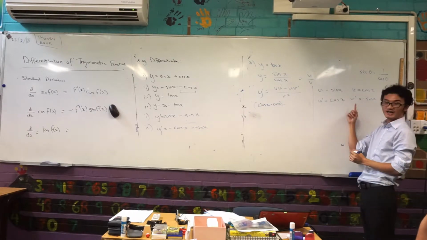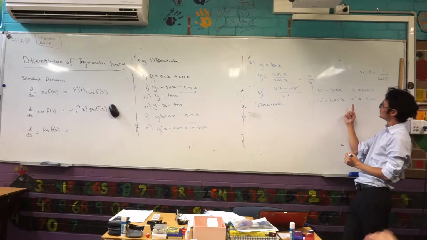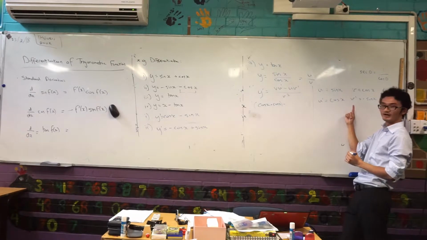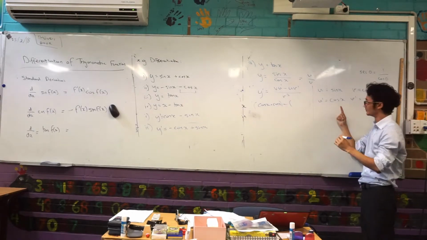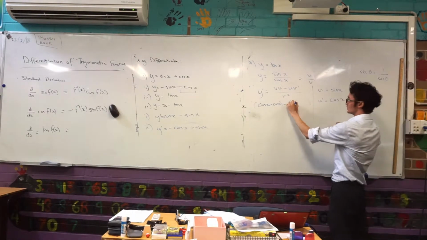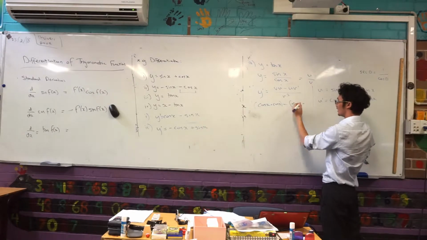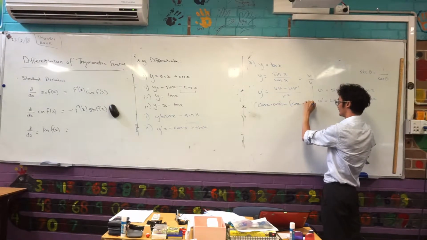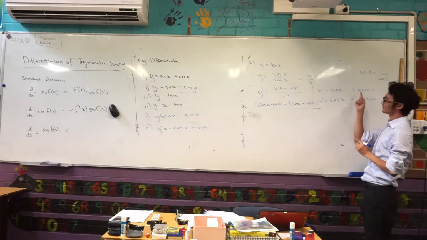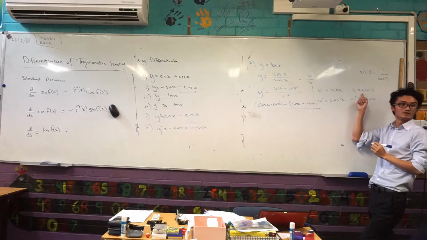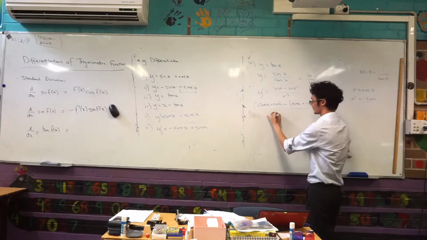Minus u v dash, right? Now I have to be very careful here, right? Because it's actually good to put brackets here, because you're going to have u v dash, sine of x times negative sine of x, all over what? Negative sin x. What's your v? Cos of x. Yeah, so it's cos squared x. Okay.